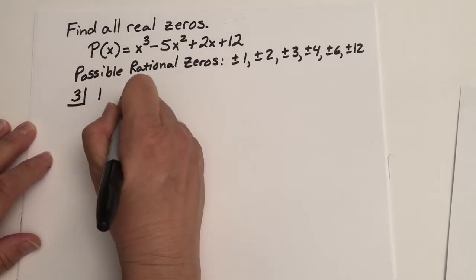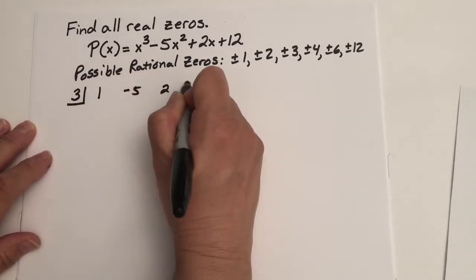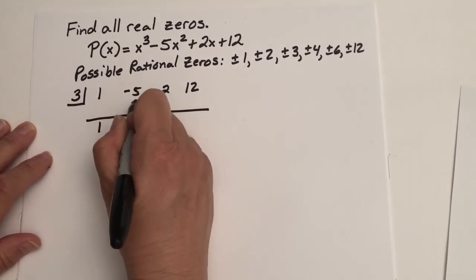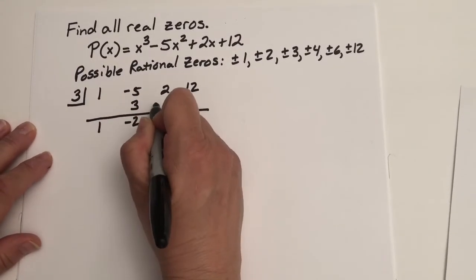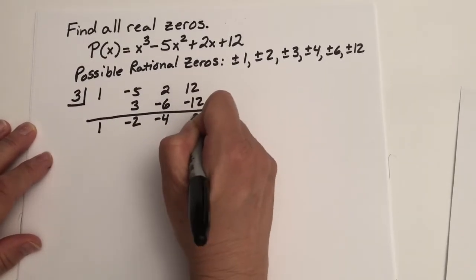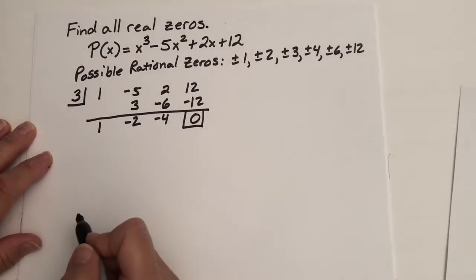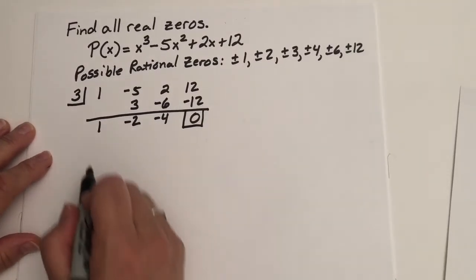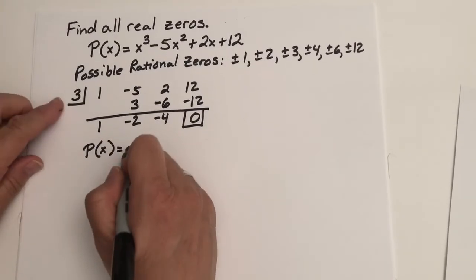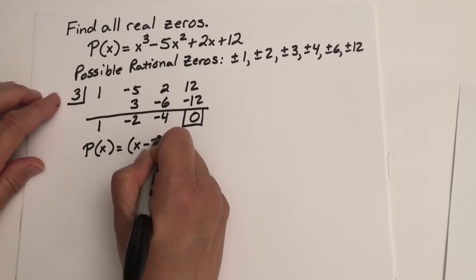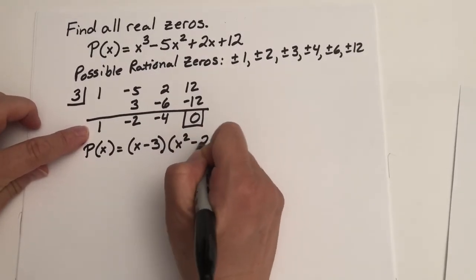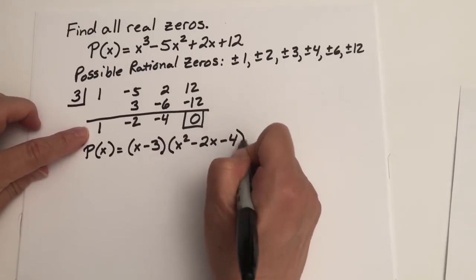We have 1, negative 5, 2, and 12. Bring down my 1, multiply and add, multiply and add, multiply and add. There's my remainder 0. So my polynomial would be x minus 3 times x squared minus 2x minus 4.